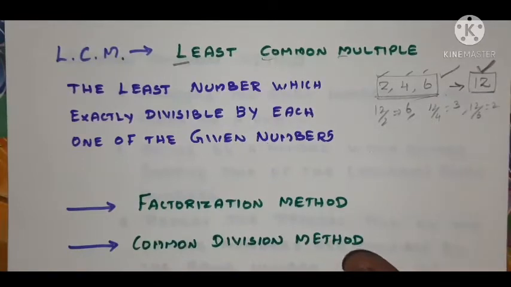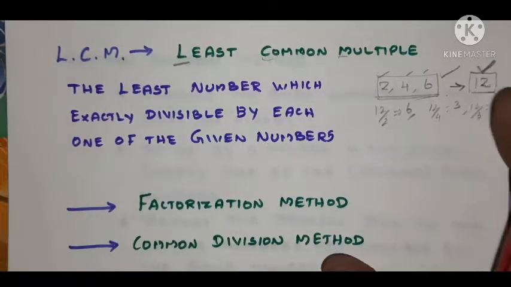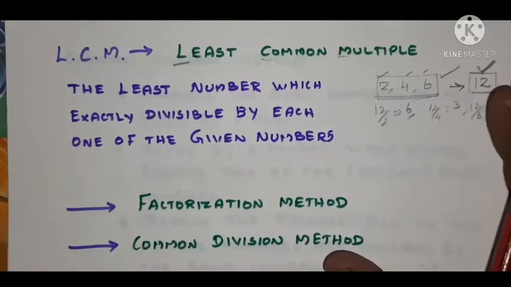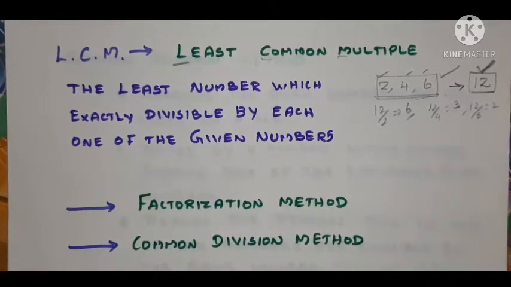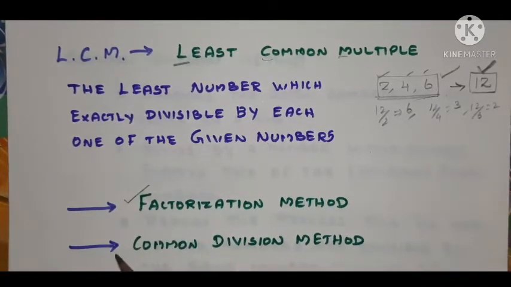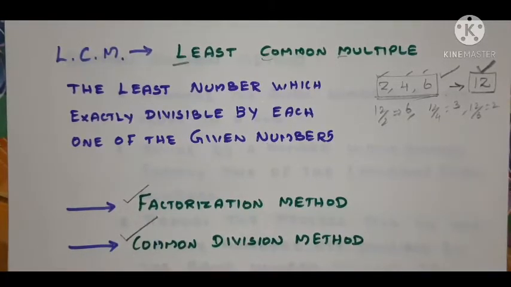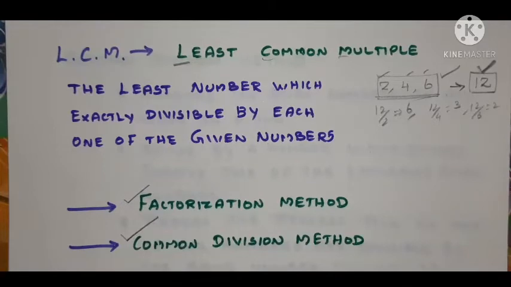Anyway, we are going to find the LCM of the given numbers by two major methods. When we go into the topic, you will understand more easily. So we have two major methods to find the LCM, as in HCF. One is called the factorization method. Another one is called the common division method. Now we are going to see them one by one. Let's go to the first type, the factorization method.